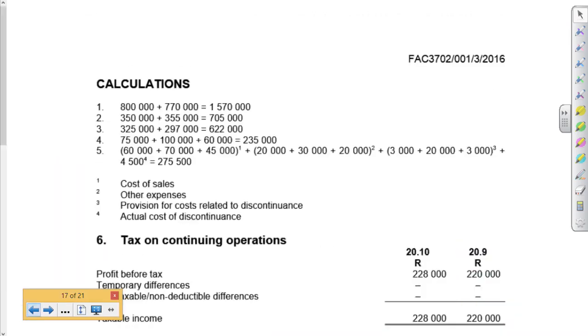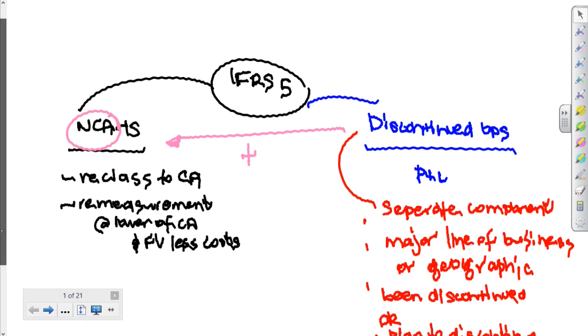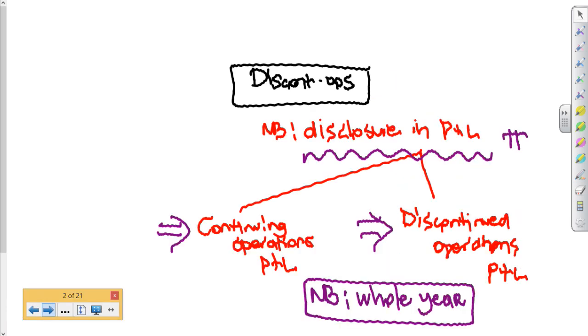The principle is, if I just go back to the very beginning, one of my components of my business is being discontinued. A major line of business or a geographical component. I'm not going to have it anymore. Either I've already sold it, or I have a plan to sell it, and that plan meets all that criteria about being formal, being announced, etc. When that is the case, I must make sure that I disclose 2 P&Ls, one for the continuing business and one for the discontinued business.